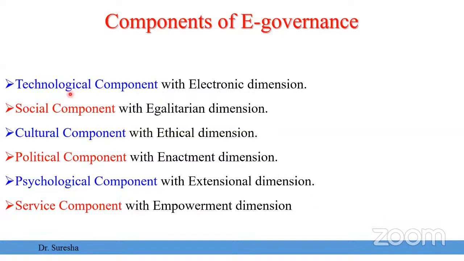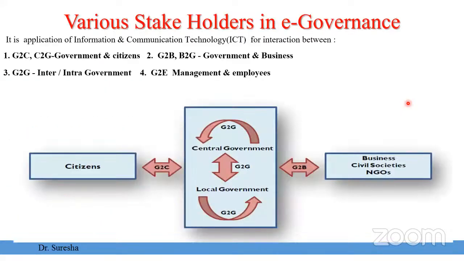Components of e-governance: technological component, social component, cultural component, political component, psychological component, service component. Imagine a government office that wants to submit the implementation of an e-governance project for a particular application. They have to consider all these things. It takes huge time to prepare the requirement.